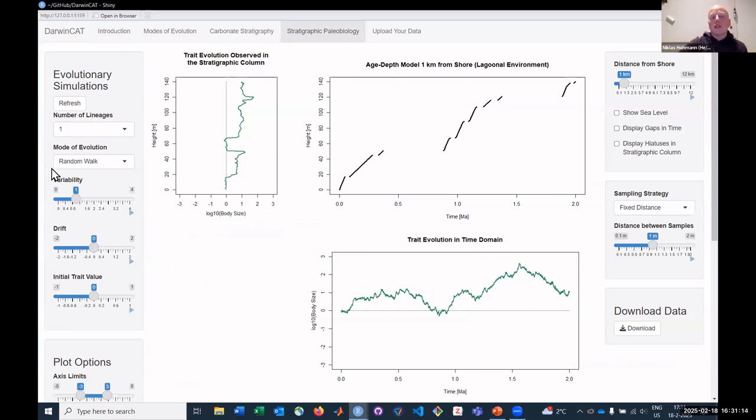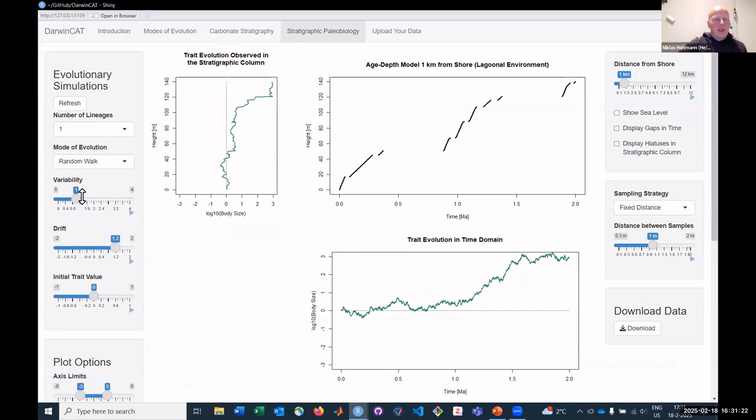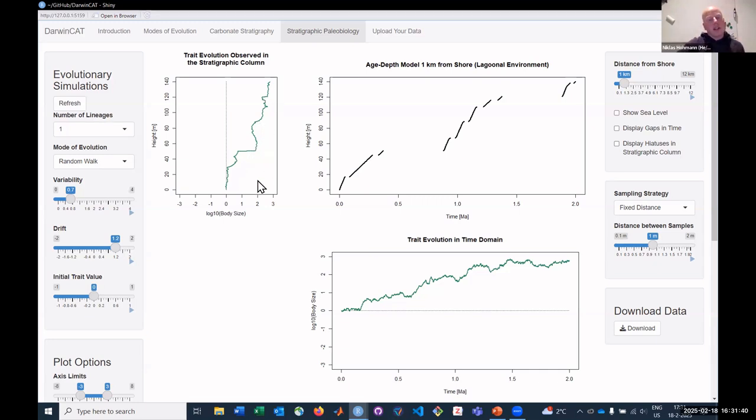So on the left side, you can specify what kind of evolutionary scenario you want. So I'm just going to make a slightly directional random walk. And this is what you see here down at the bottom. This is trait evolution in the time domain. This is our evolutionary truth. Then in the middle here, this is the H-depth model with the gaps. And here on the left side, you see the actual stratigraphic expression of this evolutionary change.